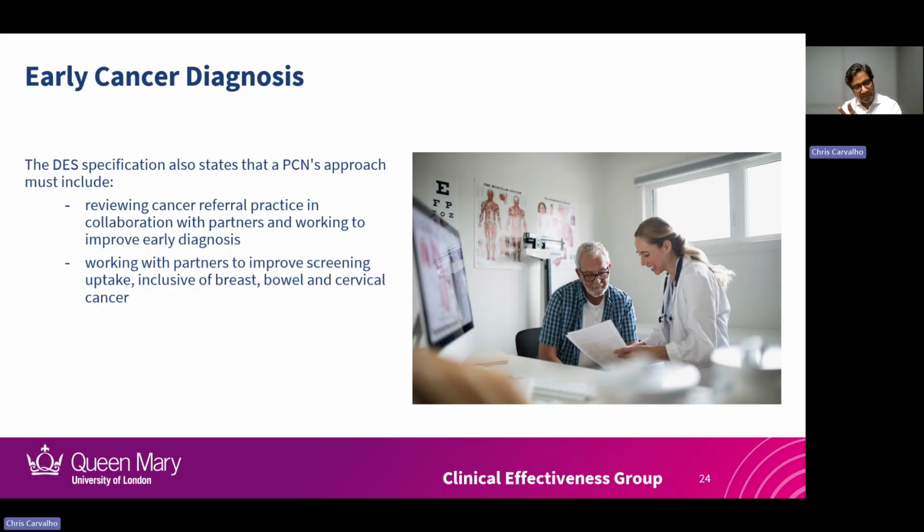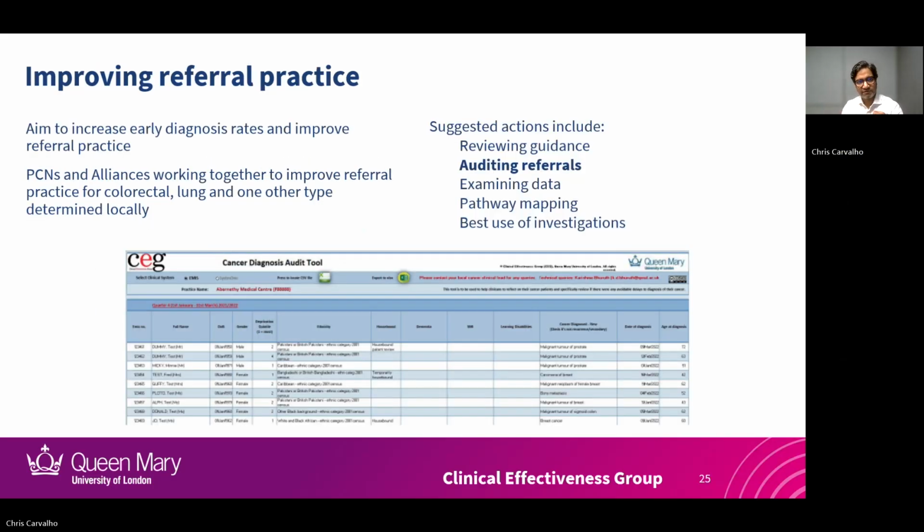So moving away from CVD, we're going to talk about cancer, and there's two real things in this that they're asking in the DES. The first one is around reviewing the cancer referrals, and the second is about improving screening uptake. The first one about improving referrals, the aim there is to increase the early diagnosis rates and improve the referral practice and also the processes as well. And that relies on the PCNs working with the cancer analysis to improve that referral process for either the colorectal, lung, or one other type determined locally. So make sure that you're in contact with the Cancer Alliance around that.